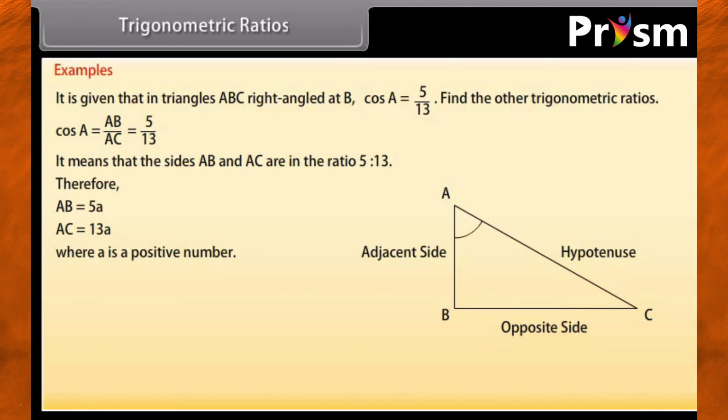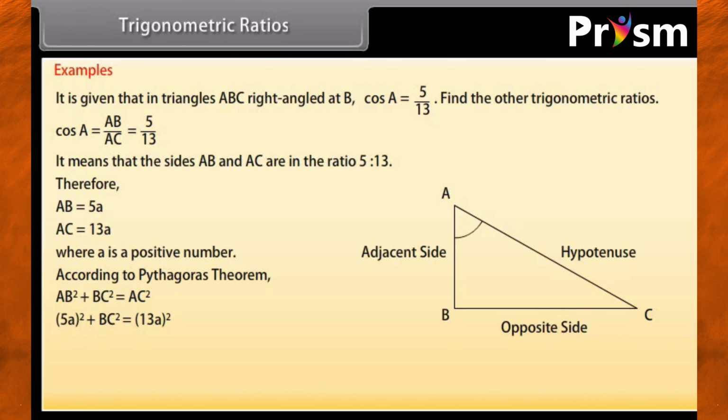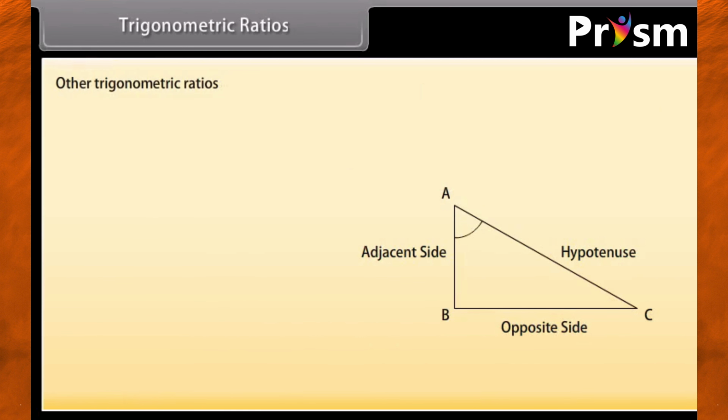According to Pythagoras' theorem, AB square plus BC square is equal to AC square. By substituting the values, we get 5A square plus BC square is equal to 13A square. Now, by calculating it, we get BC as square root 144A square, which is 12A. Let us now find the values of the other trigonometric ratios. Sin A is equal to BC upon AC equals 12A upon 13A equal to 12 upon 13. Tan A is equal to BC upon AB equals 12A upon 5A, which is equal to 12 upon 5.